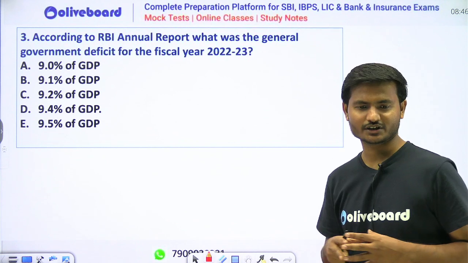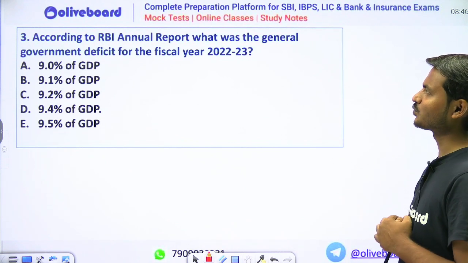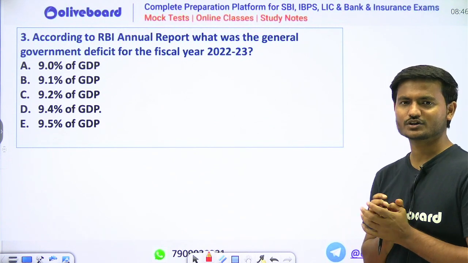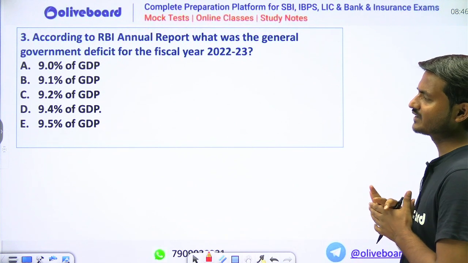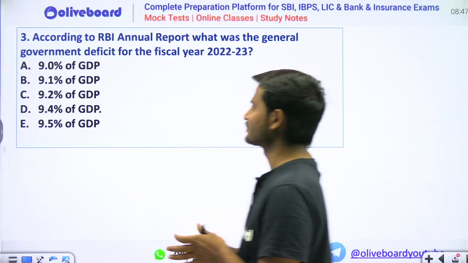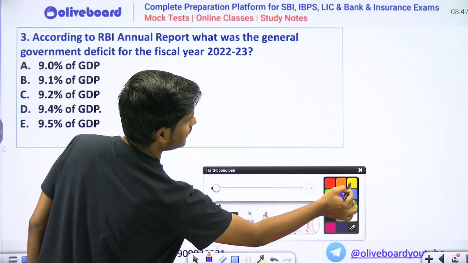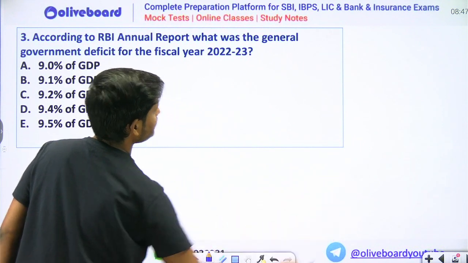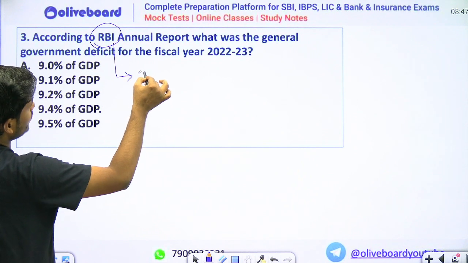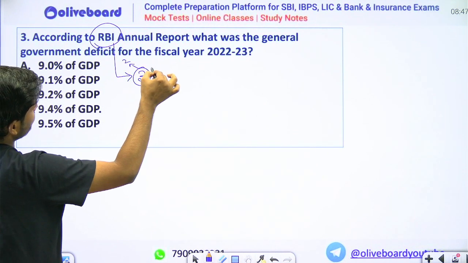Now the third question here is: according to RBI's annual report, what was the general government deficit for the fiscal year 2022-2023? Now see, in RBI, how many alphabets do we have? 3 alphabets, right? RBI, 3. So what could be the consecutive number? Either it could be 2 or it could be 4.